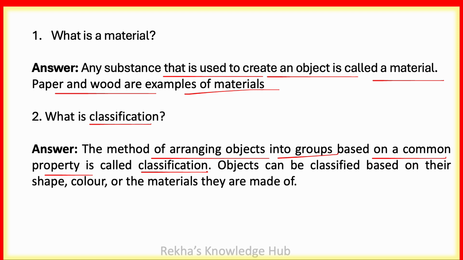Objects can be classified based on their shape, color, or the materials they are made of. So, we can classify objects based on different properties like shape, color, materials they are made of, etc. For example, we can group objects as metals and non-metals, or as solids, liquids and gases, or even as natural and man-made materials.